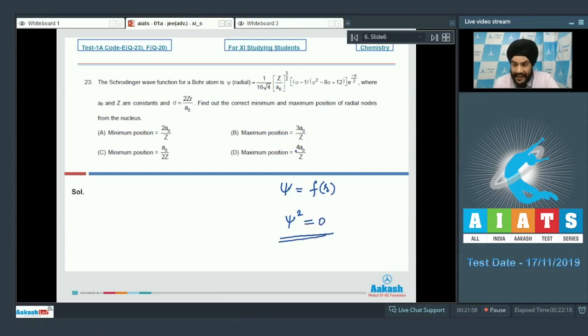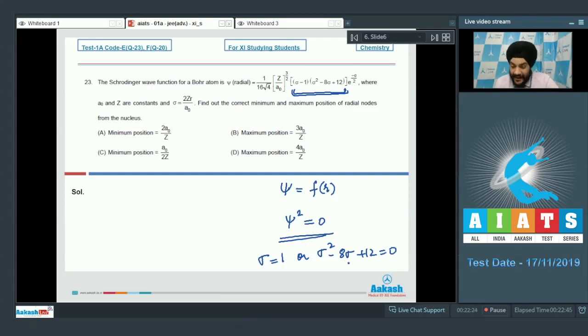And if you look at the function of psi which is given to us, we can directly see that psi square will be 0 when the term inside the bracket is equal to 0. So if we talk about psi being 0, we are going to have a value of sigma equal to 1, or sigma square minus 8 sigma plus 12 equal to 0. There are no other zeros for the function of psi apart from these given values.